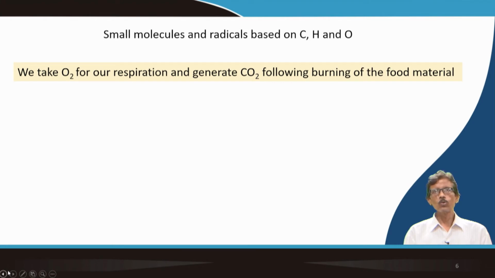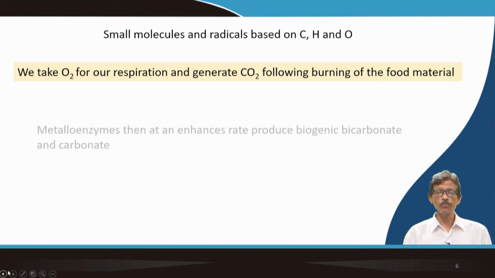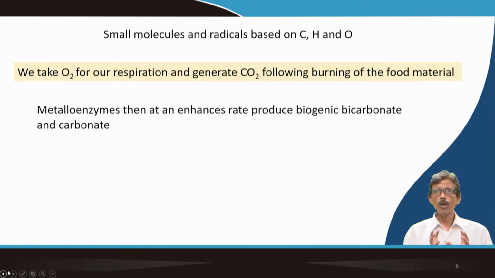So, when we take O2, we produce CO2. When we burn some material, when we burn our food material also, we produce CO2. CO2 is a small molecule, definitely a linear small molecule, carbon with oxygen at the two ends. How do we make it a carbonic acid, a bicarbonate, or the free carbonic acid H2CO3?